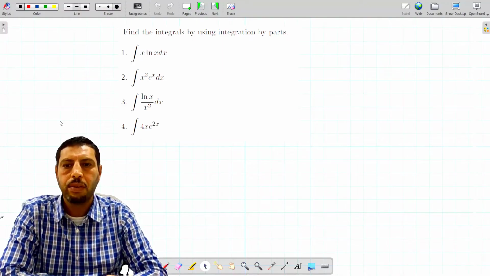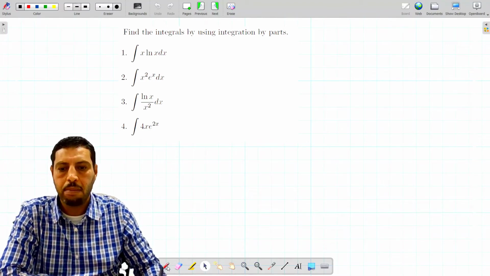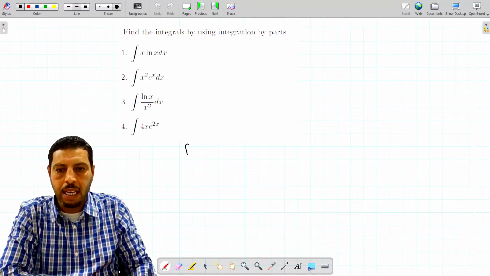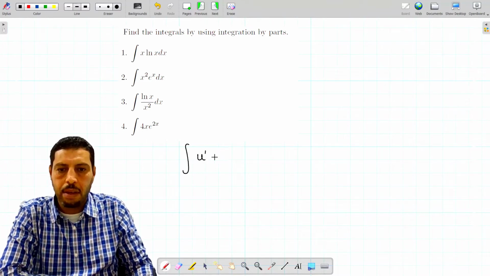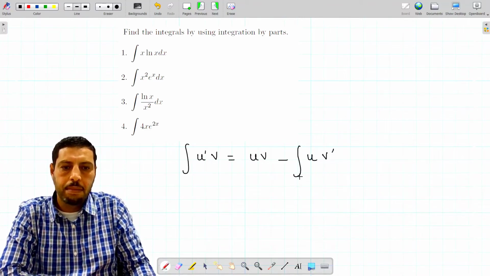Welcome to this new activity, which is about integration by parts. So here we're going to try to find the integrals by using integration by parts. First of all, let me make a reminder on the integration by parts rule. If you have two functions u and v, and you have the integral of u prime v, then it's equal to u times v minus the integral of u v prime.